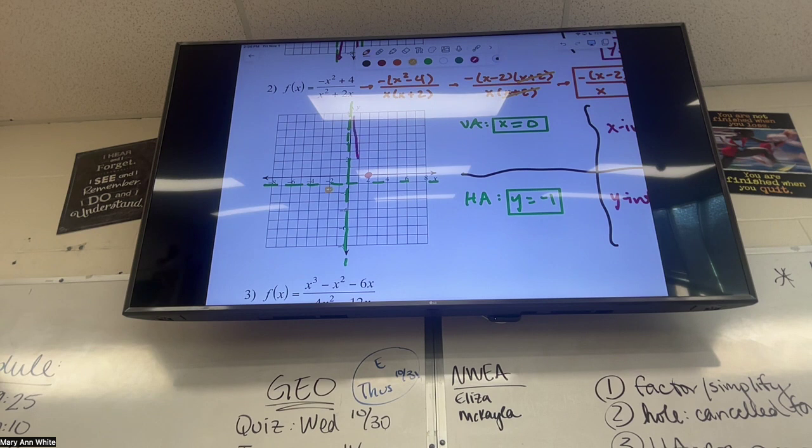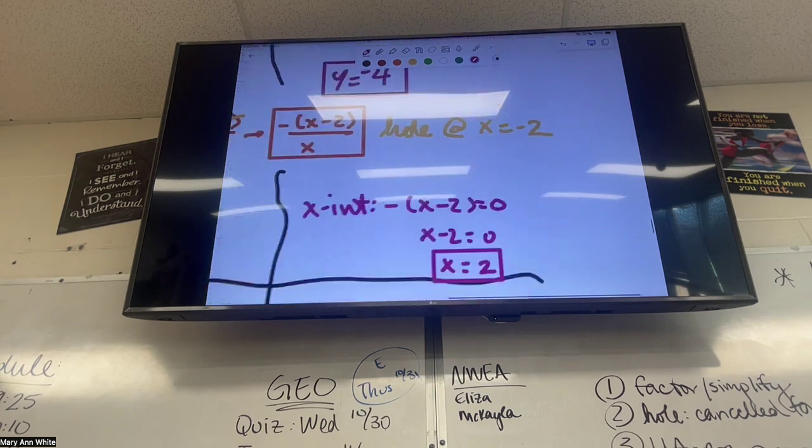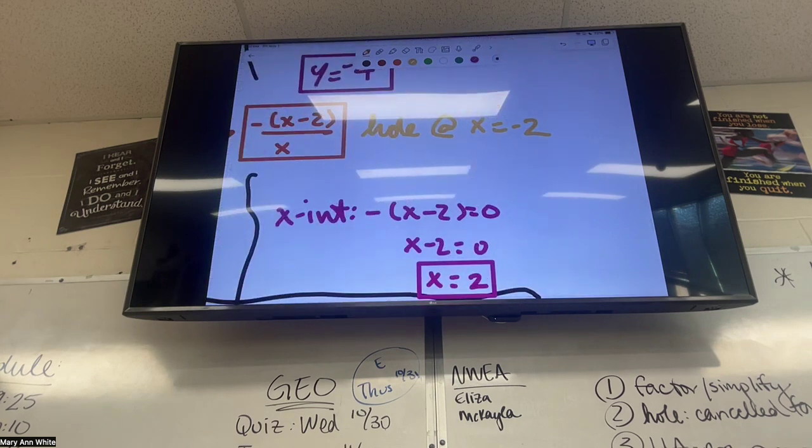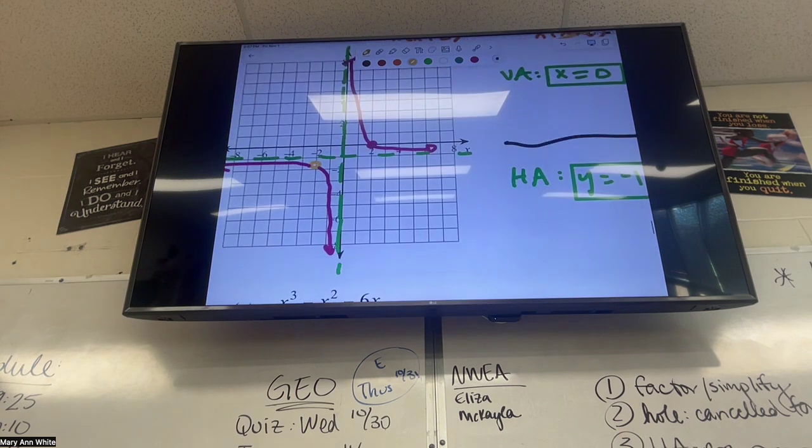It's actually something I also need to talk to Ms. Lennox about that I haven't talked about. You can actually find the value of the hole. I feel like we talked about it in class the other day. I haven't made you do it yet. I probably should figure out if I'm going to. But you could plug the value of the hole into the simplified equation and it will give you the y value. So in this case, -2 minus 2 over -2. -4 over -2 is 2. So that makes sense. I put it maybe a little higher than it should be, like right about here.